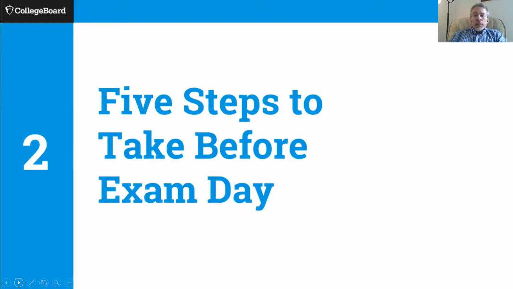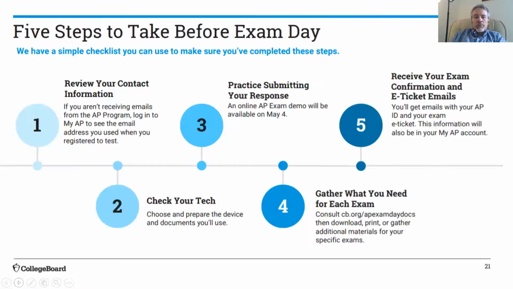All right, so the next thing, we're on part 2. Remember, there are 4 parts. This is part 2 of the presentation: the 5 steps you can do before the exam day. The first thing is you can review your contact information on the MyAP site, your College Board site, which some of you have done already, some of you haven't. Please do that. The next thing, step 2, is you can check your tech device.